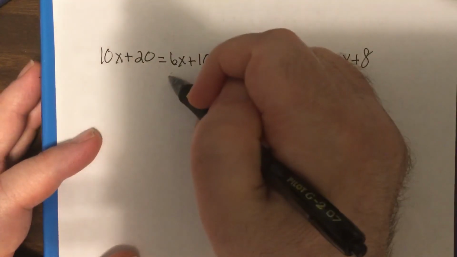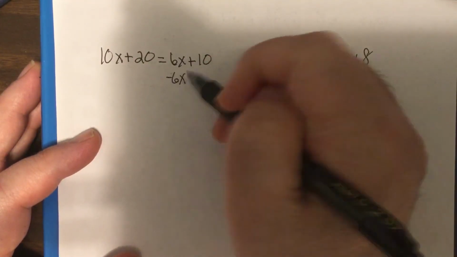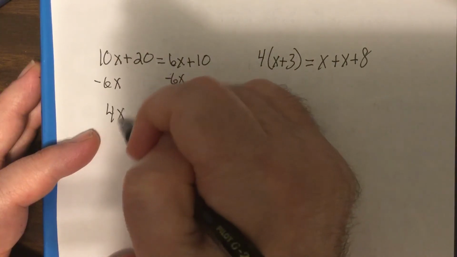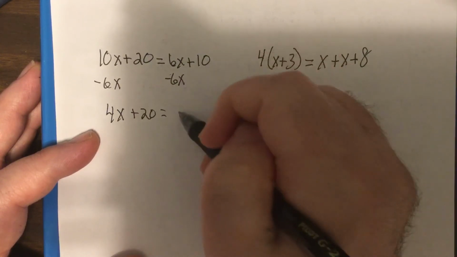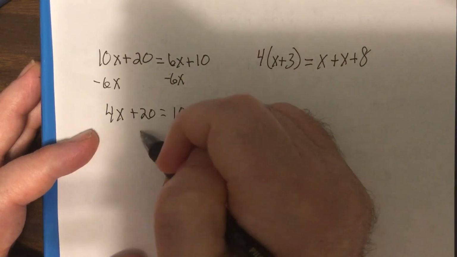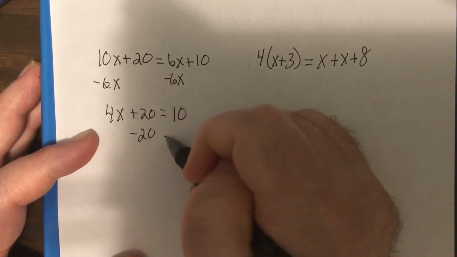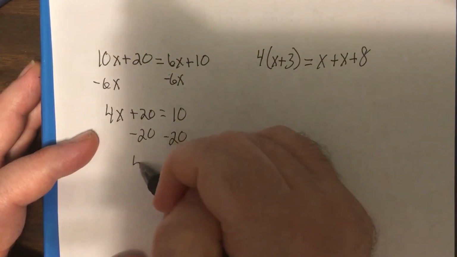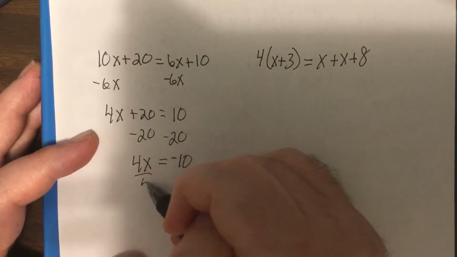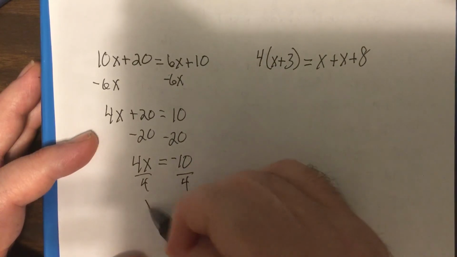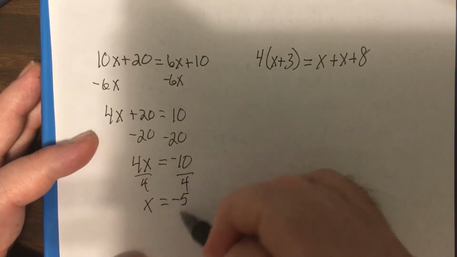Okay, so the first one, I'm going to subtract 6x. So that'd be 4x plus 20 equals 0 plus 10 is 10. Then I'm going to subtract the 20 to get the 4x by itself. So 4x equals negative 10. Divide by 4, x equals negative 5 halves.